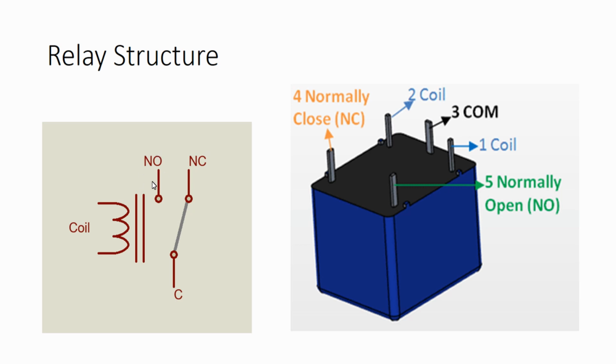And this NO is nothing but the normally open terminal, and this normally open terminal will be connected to the common terminal whenever the coil of the relay is energized. So whenever the coil of the relay is energized, the common terminal of the relay will be coming in contact with the NO terminal, leaving the NC terminal. And whenever the coil of the relay is de-energized, this common terminal will be coming in contact with the NC terminal, leaving the NO terminal.